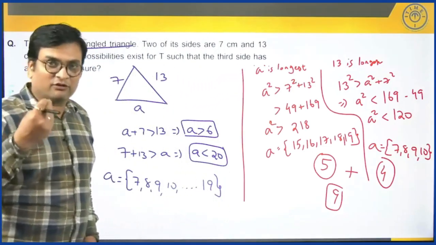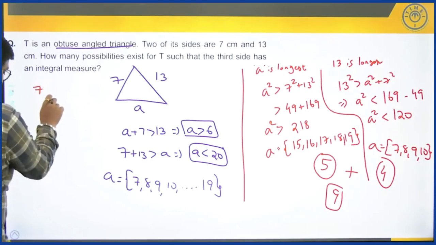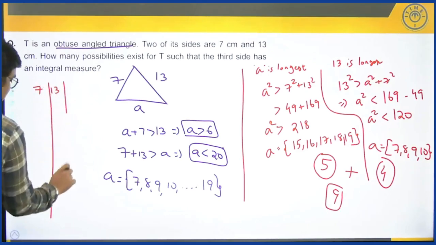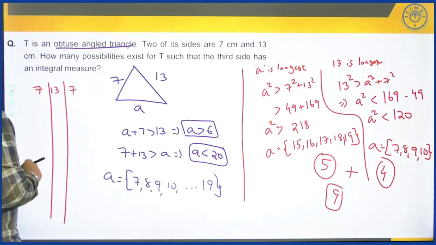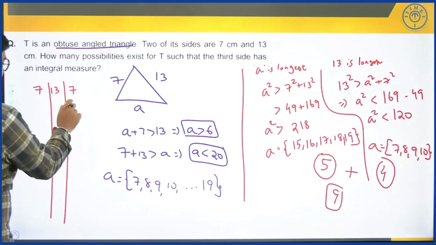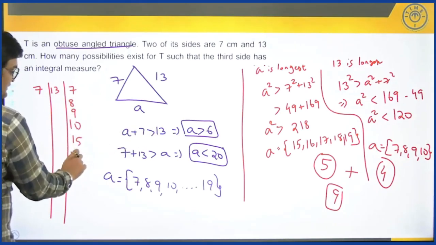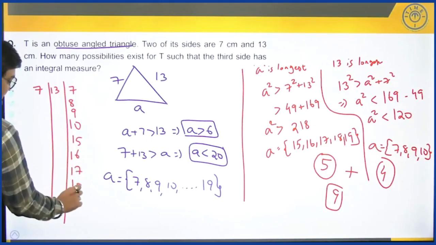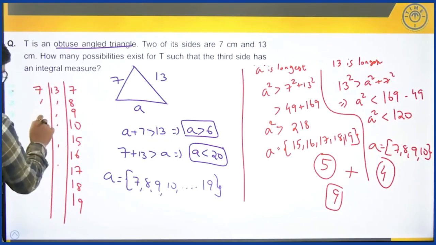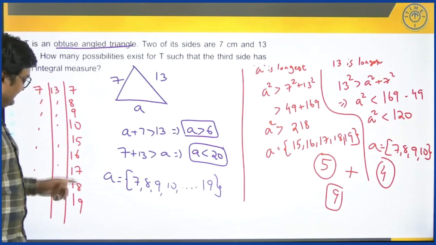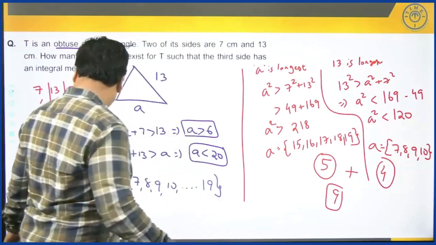So just to highlight, what are the triangles? The 2 known sides are 7 and 13, and the third unknown side could be 7. So a 7, 7, 13 type of triangle. It could be 8, it could be 9, it could be 10, it could be 15, 16, 17, 18, 19. So there are 9 different triangles which are possible. I hope we are clear with this.